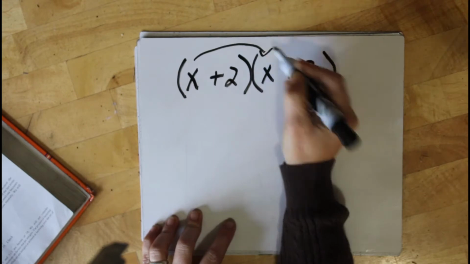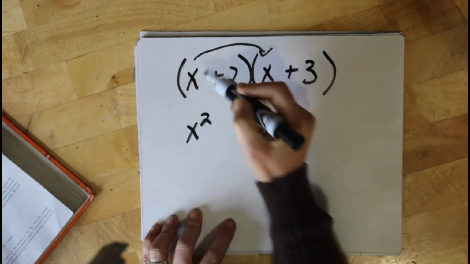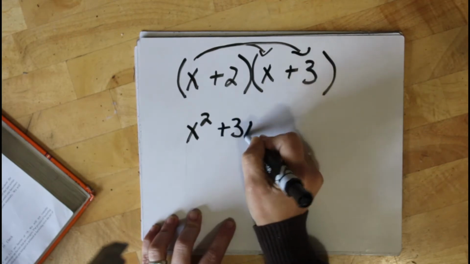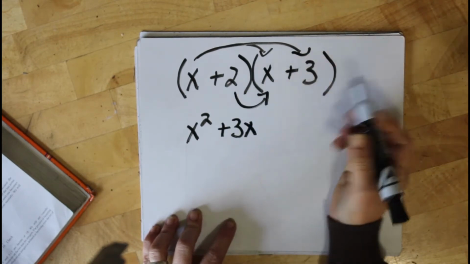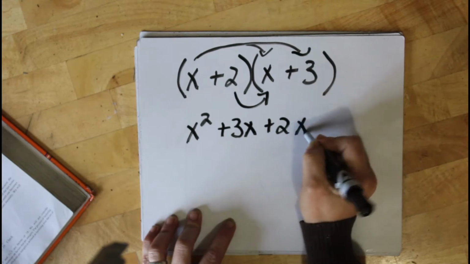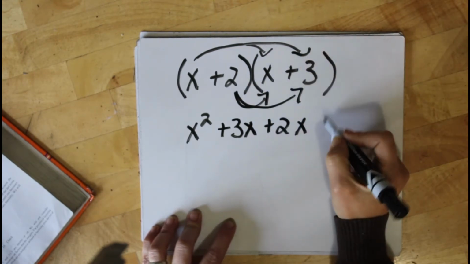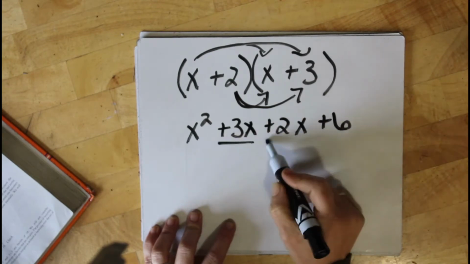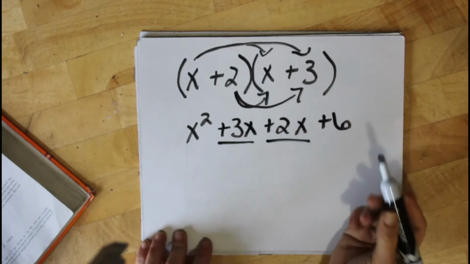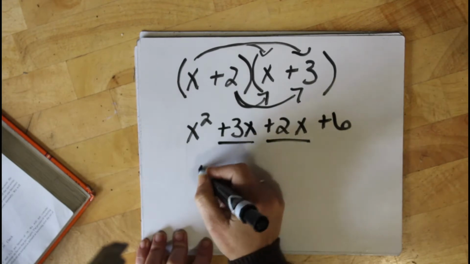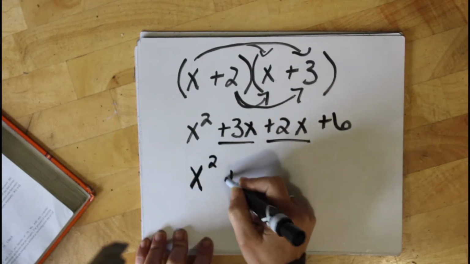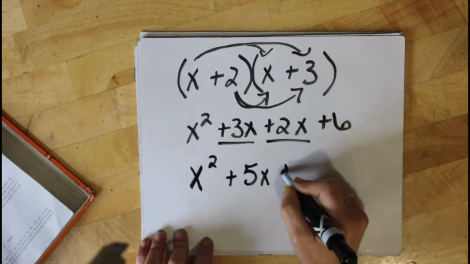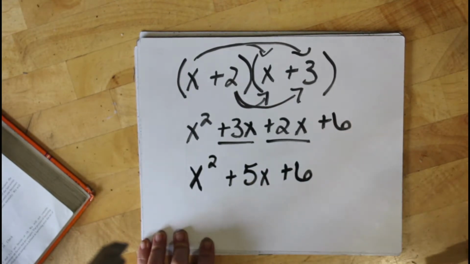So x times x is x squared. X times 3 would be positive 3x. 2 times x would be positive 2x. And 2 times 3 would be positive 6. Now, whenever we do this, we always end up with like terms in the center there that we're going to have to put together. So we end up with x squared plus 2 plus 3 is 5x plus 6. All right, so you've already done that.